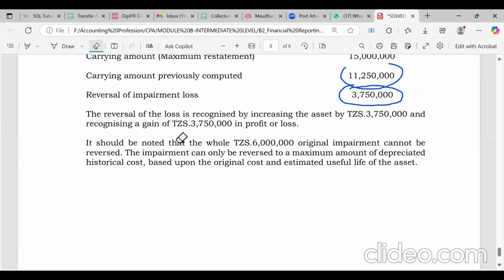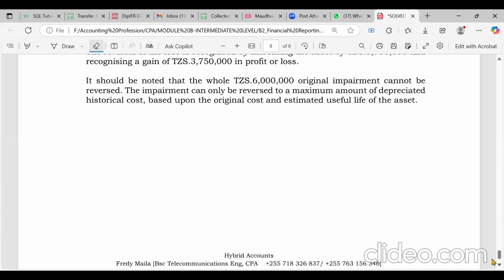Initially we had the impairment of 6, but you are told it should be noted that the whole of 6 million original impairment cannot be reversed. The impairment can only be reversed to the maximum amount of the depreciated historical cost, based upon the original cost and the estimated useful life of the asset. You should never exceed that. So that's just the case.